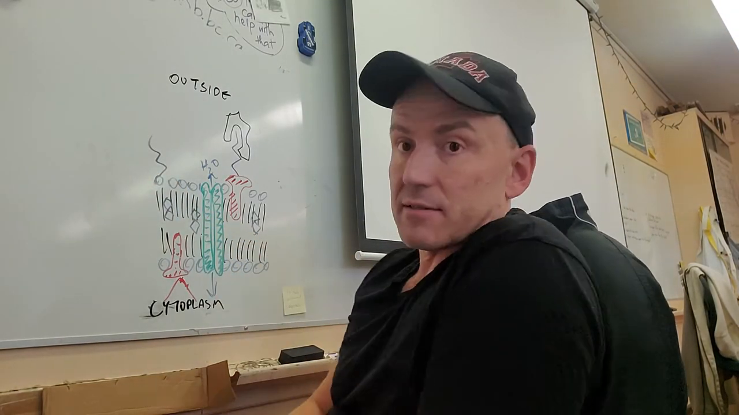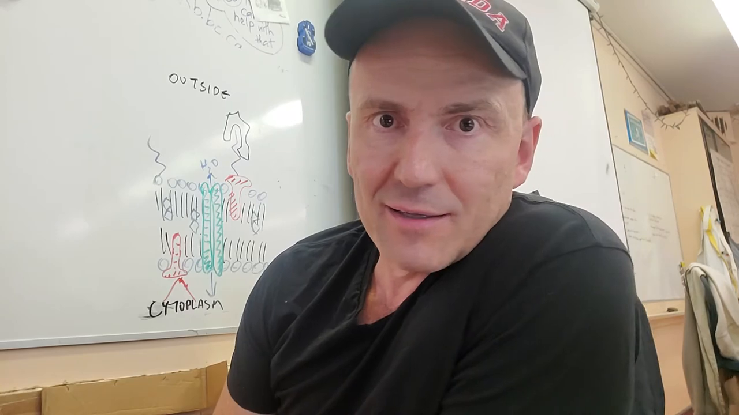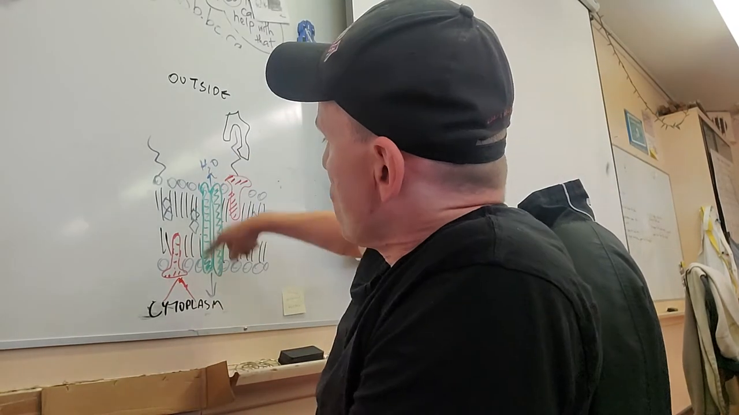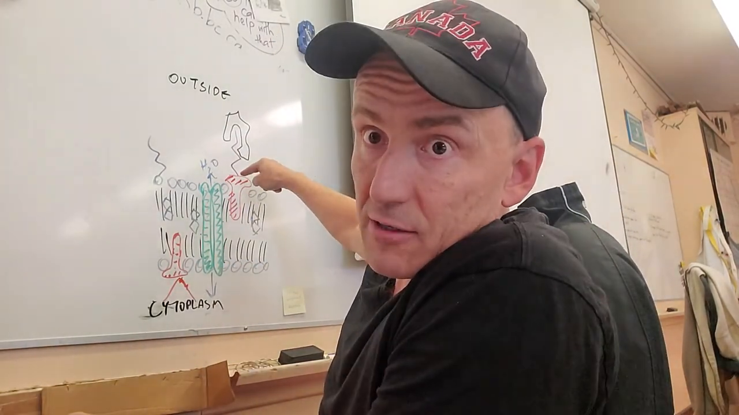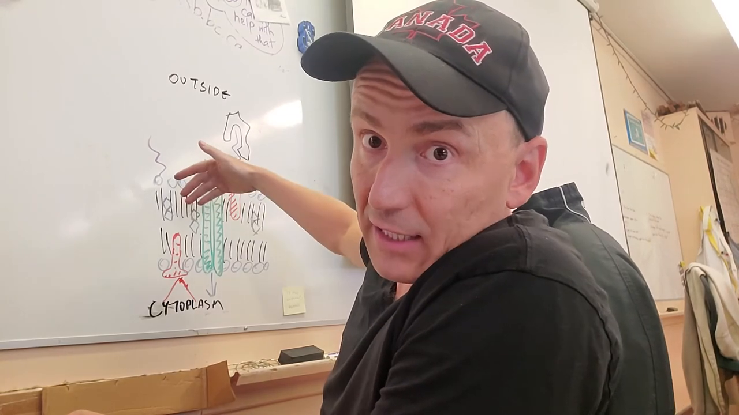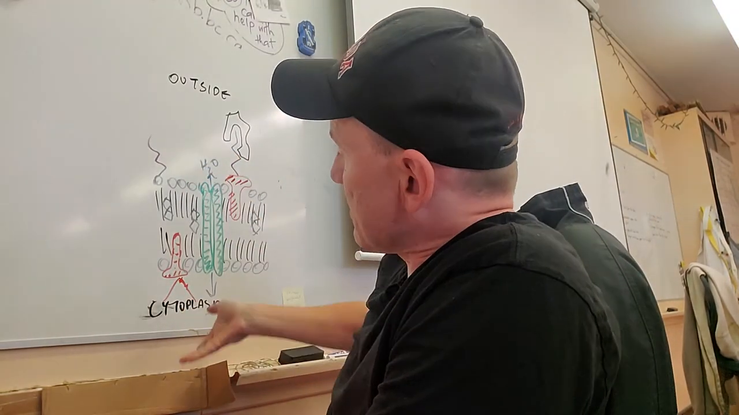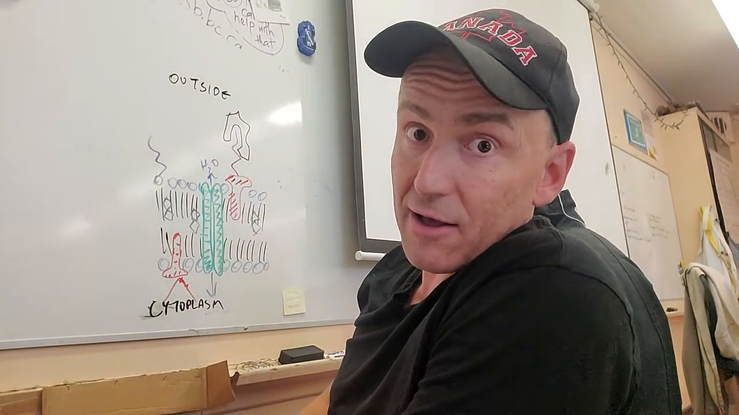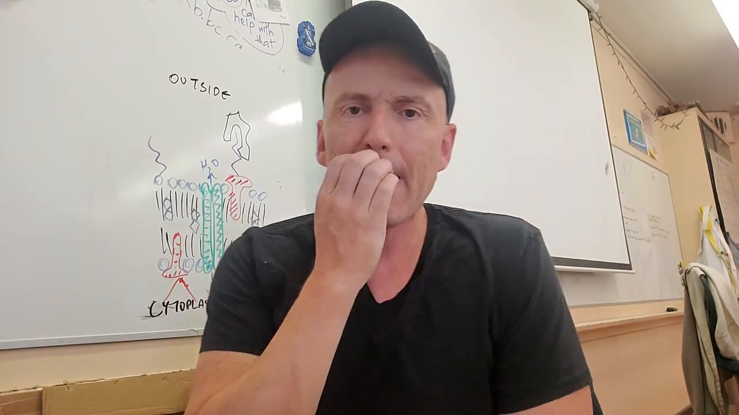Those are the components of a plasma layer. Look at that. We built a really lovely plasma layer. Now we can move things. We can anchor ourselves to other things. We can be recognized by other things. We can recognize stuff inside and move things in and out. That's what the plasma layer does.